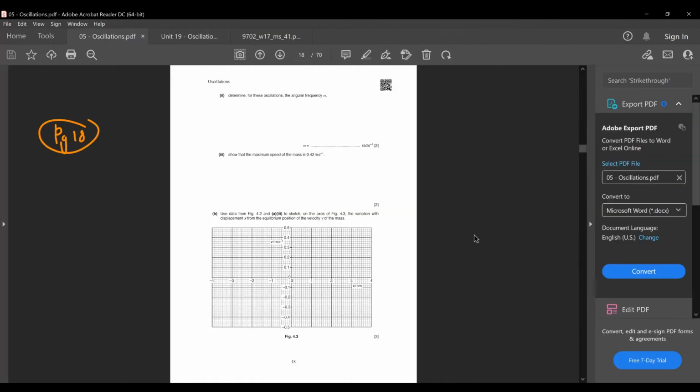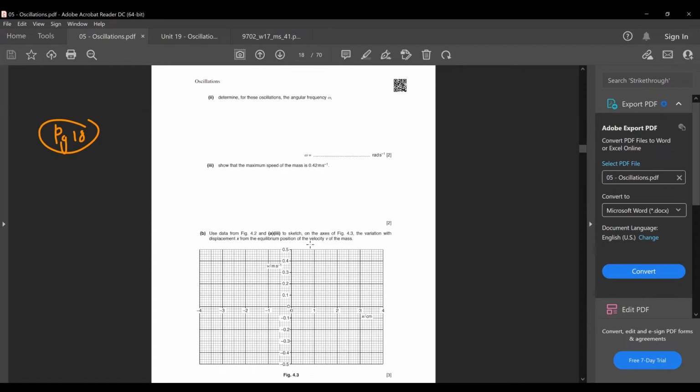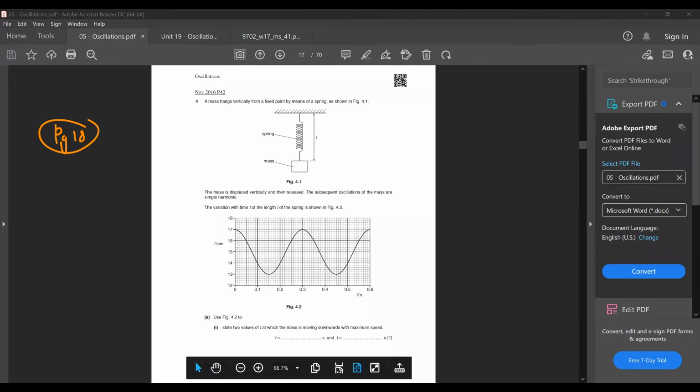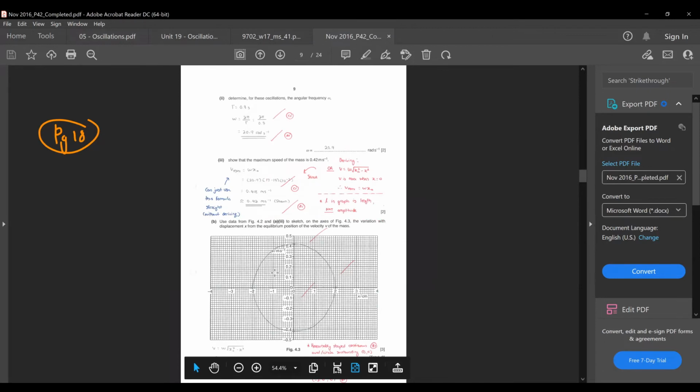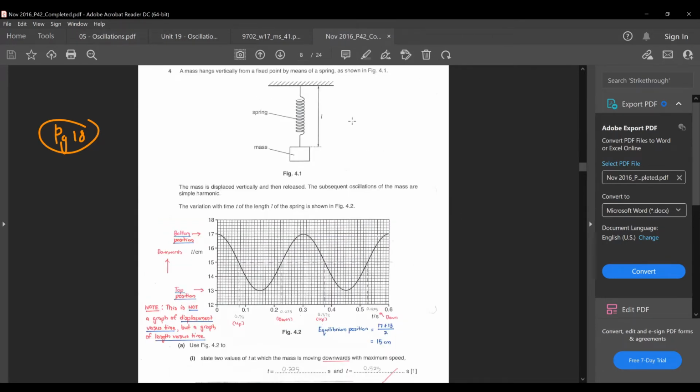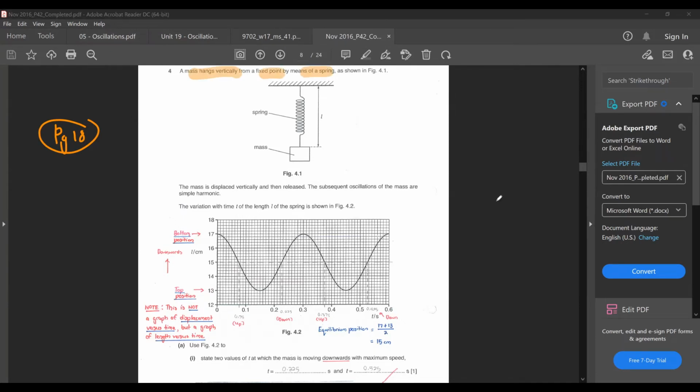Okay, have a look at page 18. It involves calculation and graph drawings again, but the beginning of the question is actually in page 17, sorry. So if you just have a look at November 16 P42, for this particular question, they mentioned that you have a mass that hangs vertically from a fixed point by means of a spring as shown in the figure below.